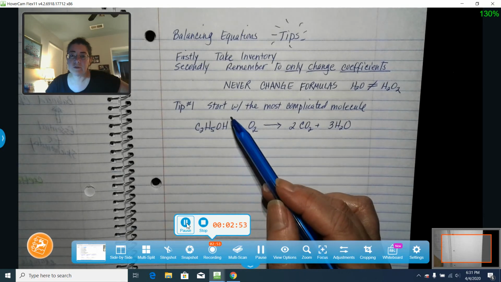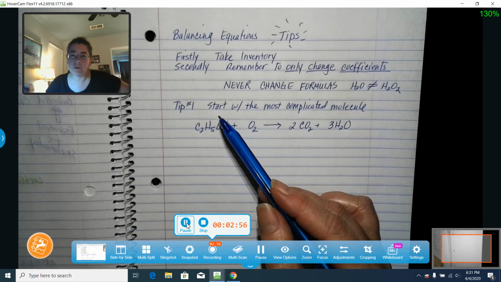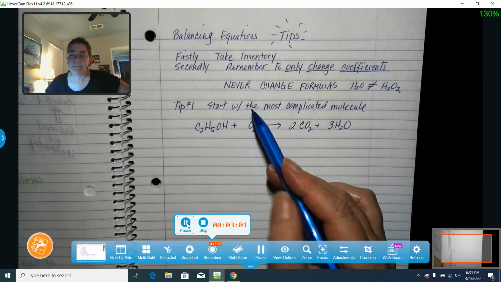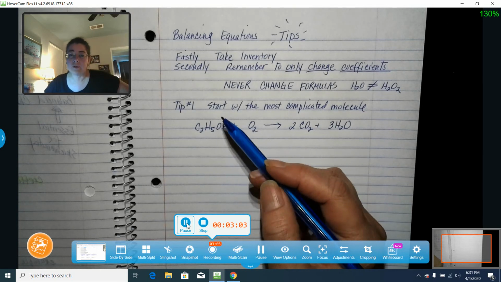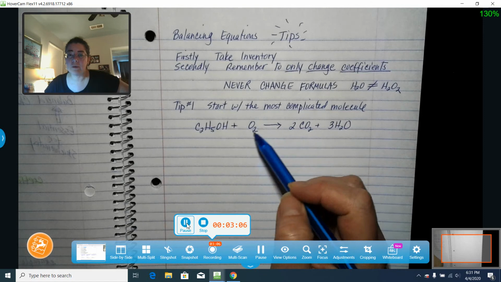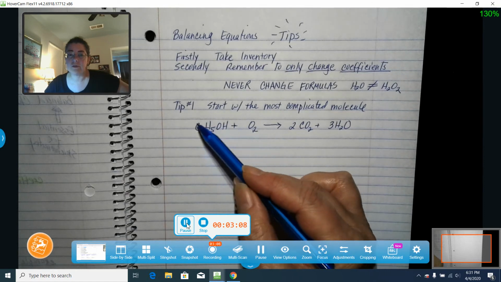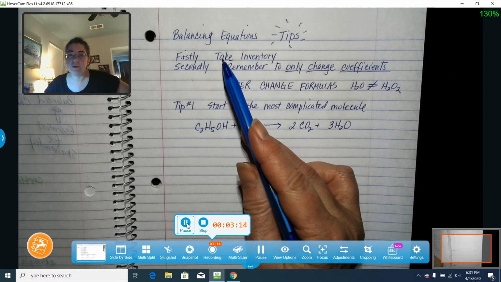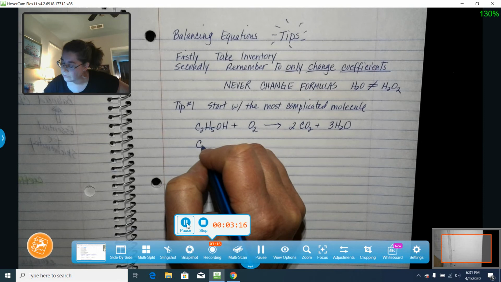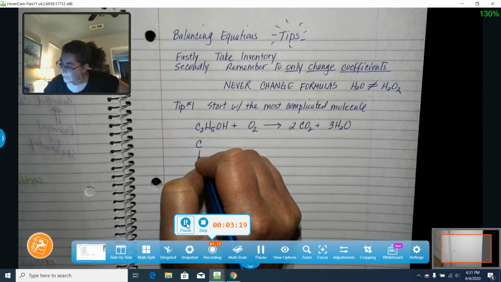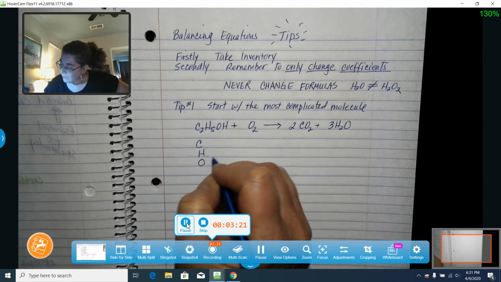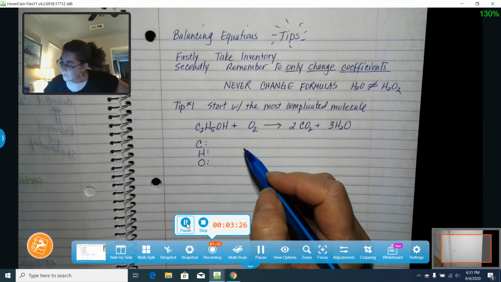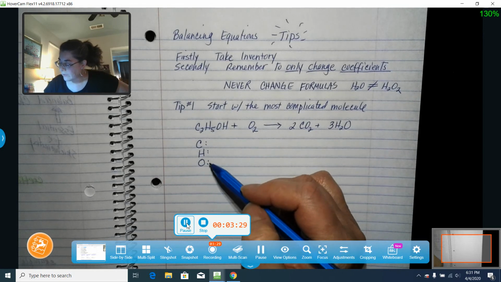To balance. So my tips are more than these 4 tips in the world, but these are the 4 that I use. And they really help me out. So start with the most complicated molecule, which would be this one. So I'd start balancing by looking at this first. All right, so what I'm going to do to balance, I'm going to take inventory, and you don't have to do this for every problem. Some of these you can just do in your head. Some of them are easy enough, but you need to know this method in case you get stuck.